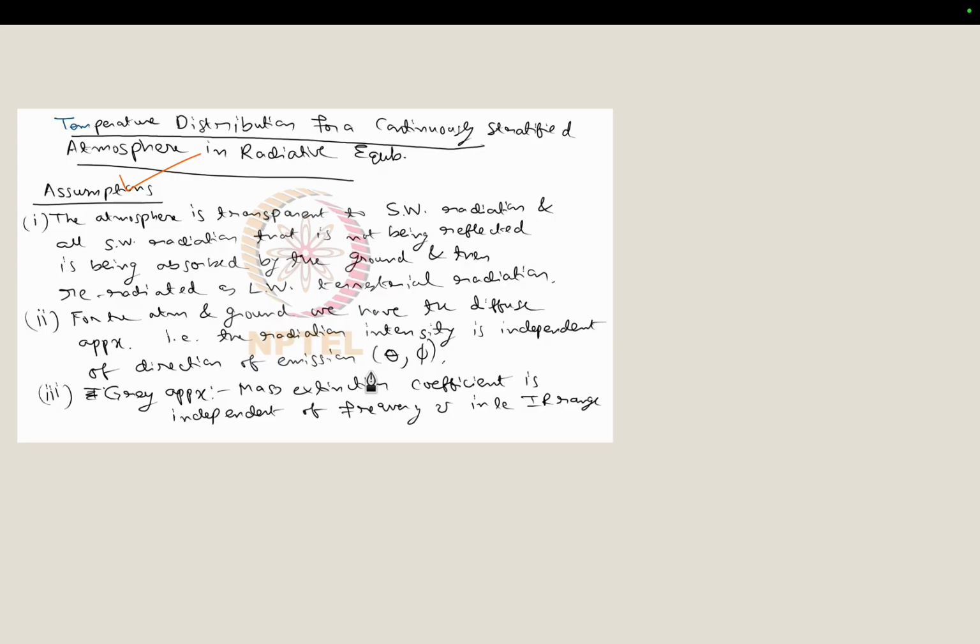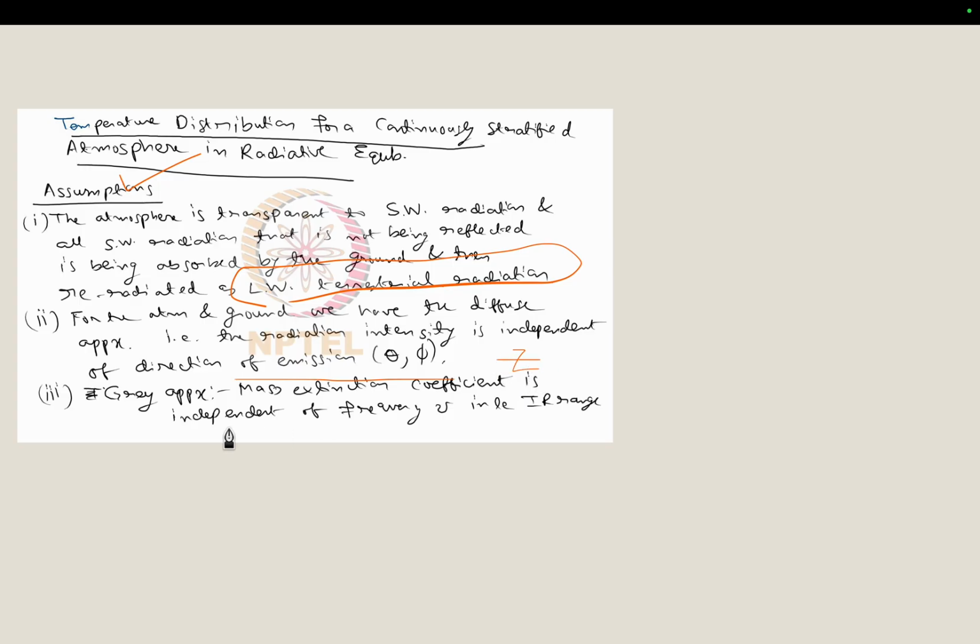No gas in the atmosphere absorbs the shortwave radiation, and this shortwave radiation is absorbed by the ground and re-emitted as long wave radiation, known as the long wave terrestrial radiation. For the atmosphere and the ground, the diffuse approximation was taken. That is, the radiation intensity is independent of the angular direction. At the theta phi direction there is no change of the emission. The only change is in the z direction.